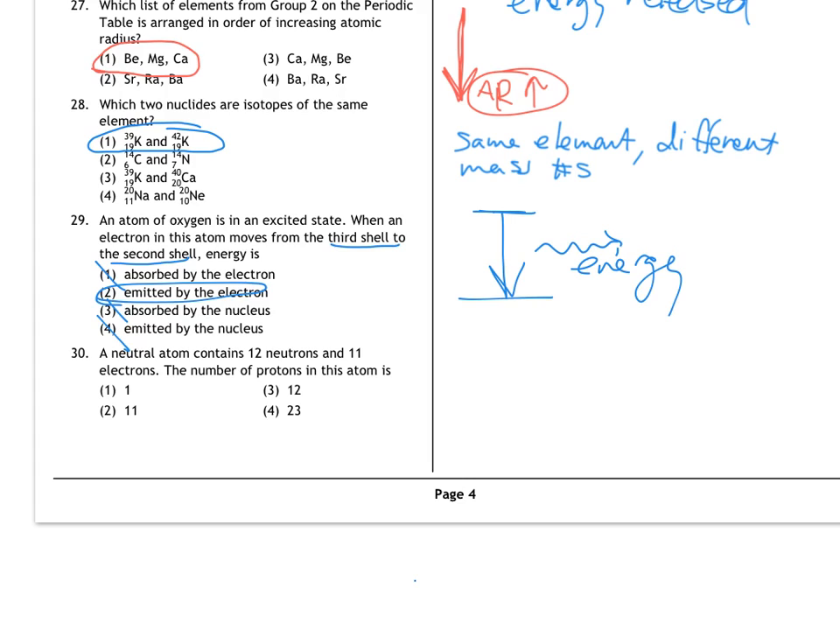All right, 30. It says a neutral atom. I don't know if that's going to matter, but it says a neutral atom contains 12 neutrons and 11 electrons. Yeah, it does matter because electron charge is canceled by protons. So if you have 11 electrons, then a neutral atom would also have 11 protons. So that's going to be choice 2.